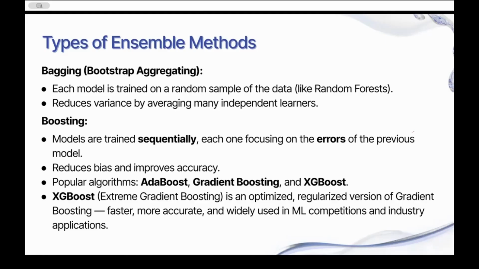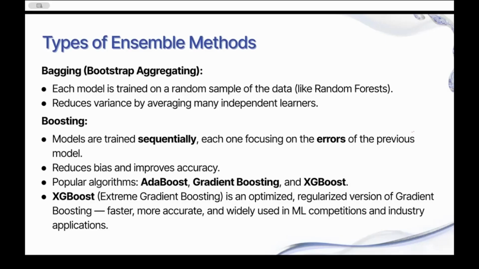So bagging is, for example, what random forest is, right? Random forest falls under this category. Each model is trained on a random sample of data, and it reduces variance by averaging many independent learners. So we went over that. This is one category. There's another category called boosting.